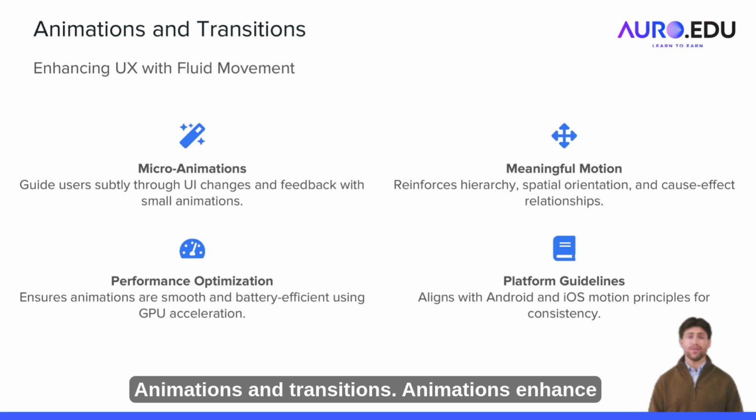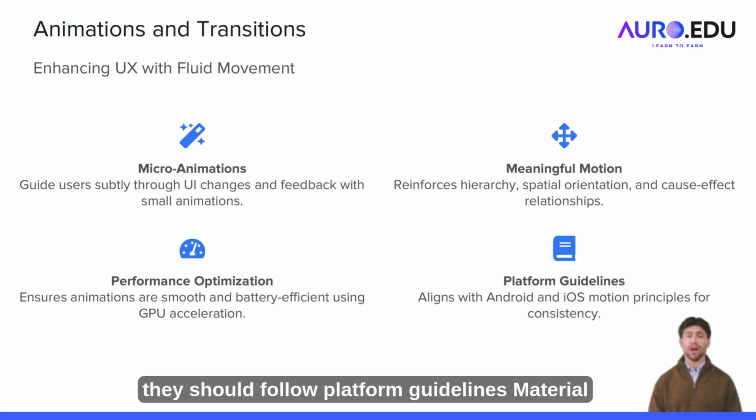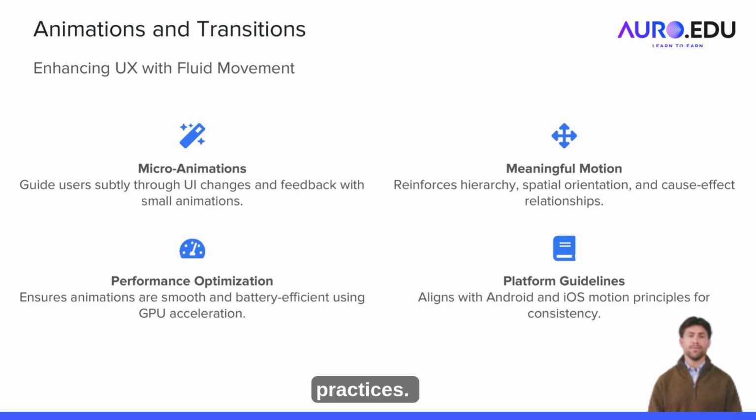Animations and transitions. Animations enhance usability when done right. Micro-animations indicate interactions, button presses, menu expansions. Motion can communicate hierarchy and intent, such as screen transitions or element reordering. But performance is key. Animations must be GPU optimized and fluid, and they should follow platform guidelines. Material Motion and UIKit Dynamics offer best practices.